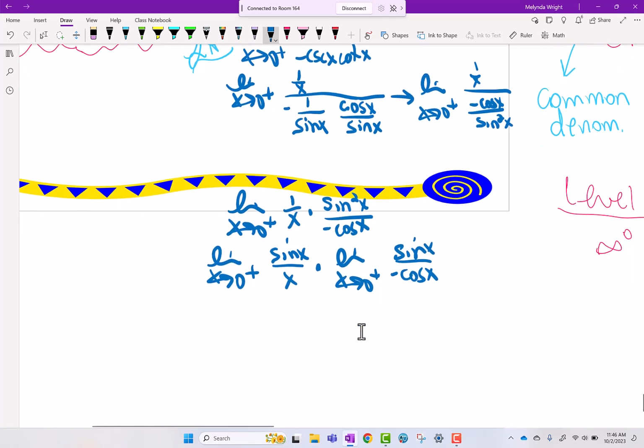So I know this is the special limit, and that is going to give me a 1. When I substitute a 0 in, sine of 0 is 0, and cosine of 0 is 1. So what that does is that gives me actually 0 as my answer. All right, how are we doing?